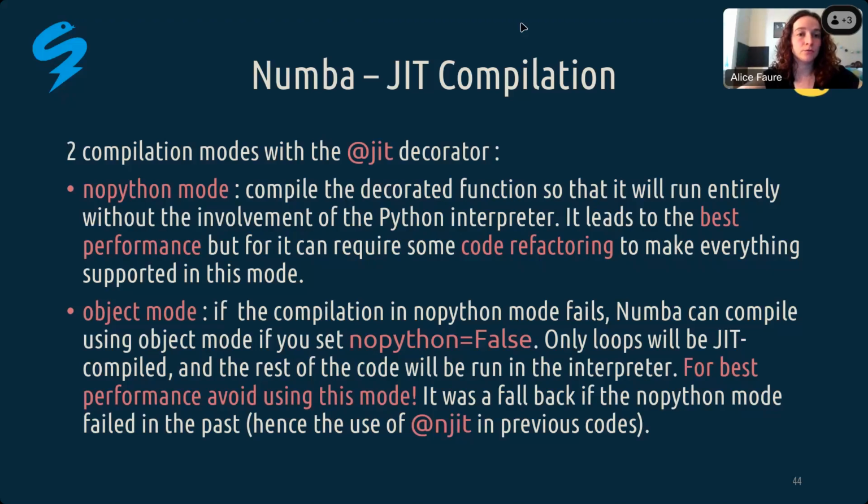So if you see code from previous years, you can see a lot of @njit, which is a shortcut for @jit nopython equals true. But now it's not needed anymore because it's not the default.